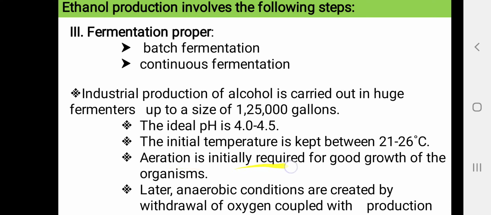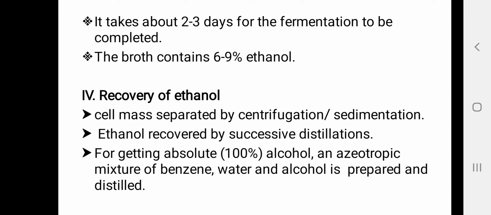Aeration is initially required for the good growth of the microorganisms, but later on anaerobic conditions are created, and this is done by withdrawing the oxygen, coupled with the production of carbon dioxide. Now it takes about 2 to 3 days for the process of fermentation to be completed. The broth finally contains 6 to 9% ethanol.